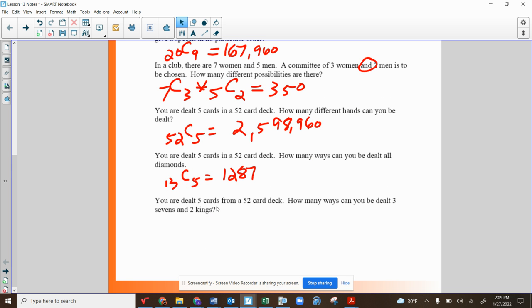All right, same thing, 5 cards, 52 card deck. How many ways can you be dealt 3 sevens and 2 kings? So out of the 4 sevens, you're going to get 3 of them. And out of the 4 kings, you're going to get 2 of those. 3 sevens and 2 kings. So when you multiply those together, there are 24 different ways to get that.